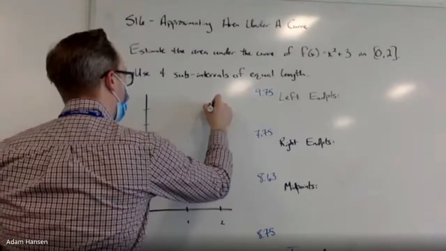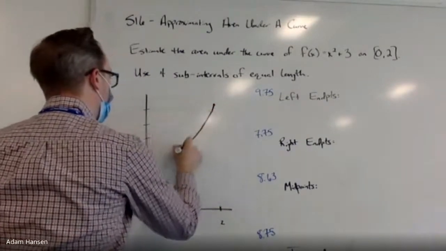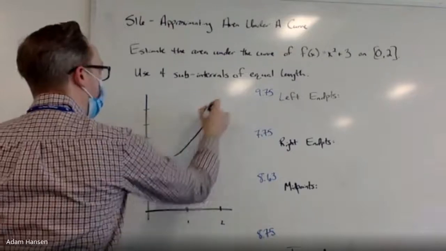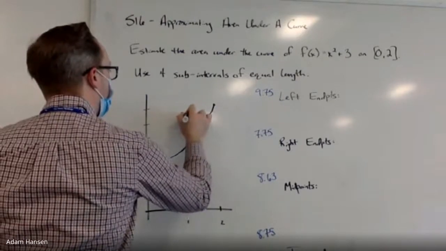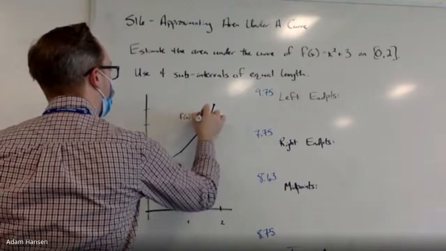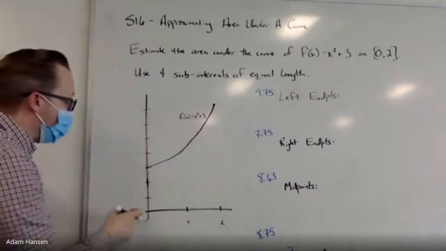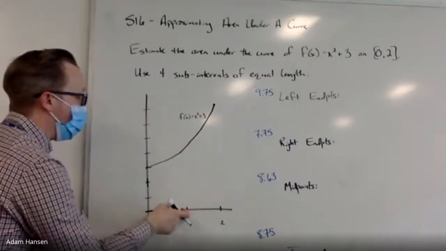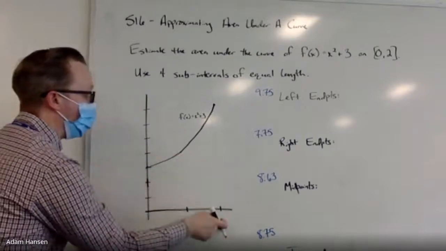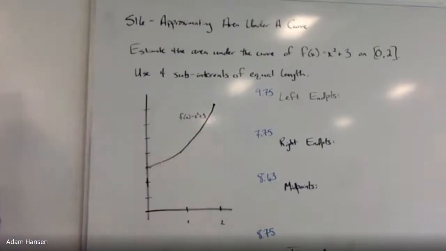I had x squared plus 2 in mind, but I changed it last thing. There we go. 0 squared plus 3 is 3. 1 squared is 1 plus 3 is 4. 2 squared is 4 plus 3 makes 7. There we go. Plotted my curve along the x-axis.